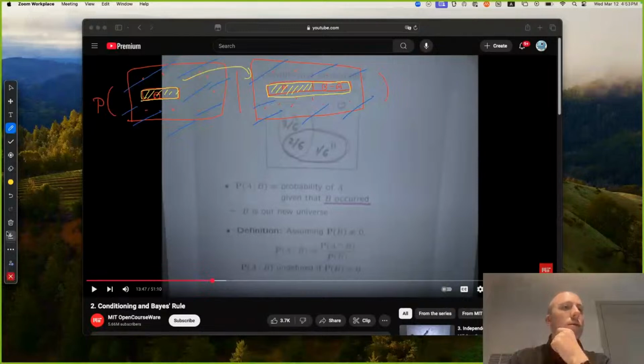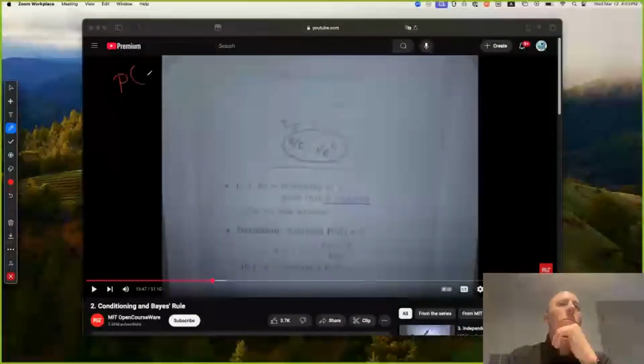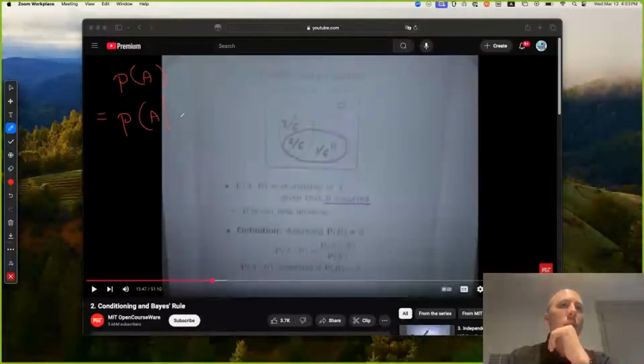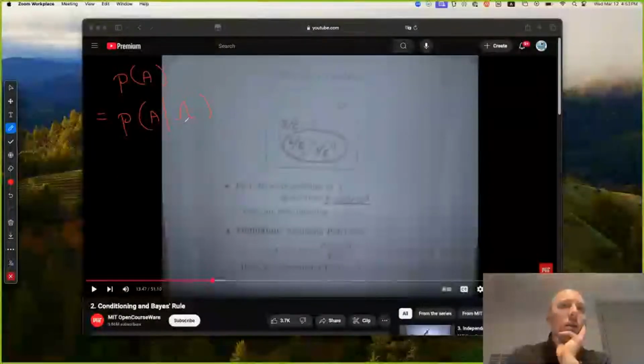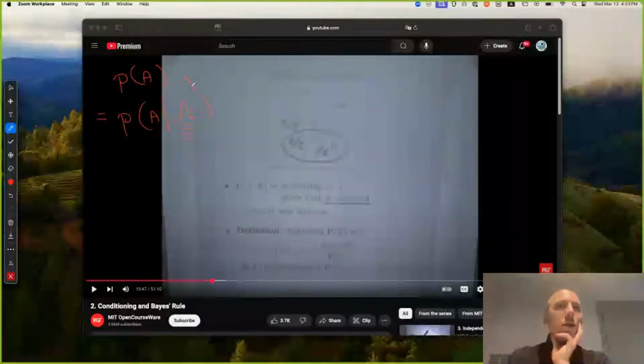I think we skipped over this, but maybe we briefly mentioned it. When you say probability of A, this is always just equivalent to the probability of A given sigma. Like, you know that the outcome occurred in here. This is kind of weird to think about.